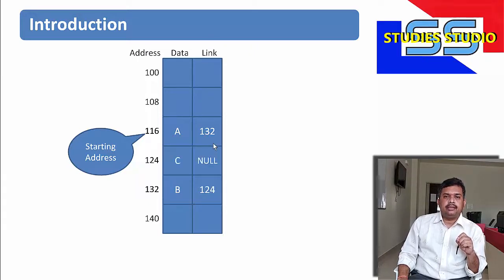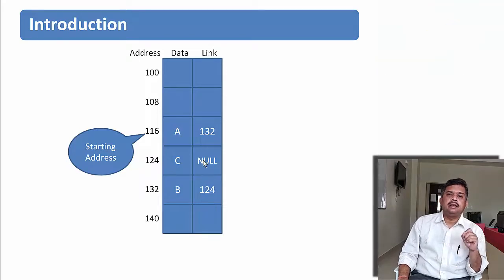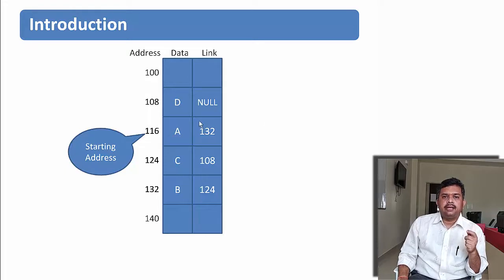Similarly, you can check if at the 124th location data C is present. So B's next becomes 124 and C's next is null. The second parts are my links and the first parts are my data. Similarly, if I want to add D, let us say at location 108 it is allocated. The data I kept as D. The link of C is written as 108.